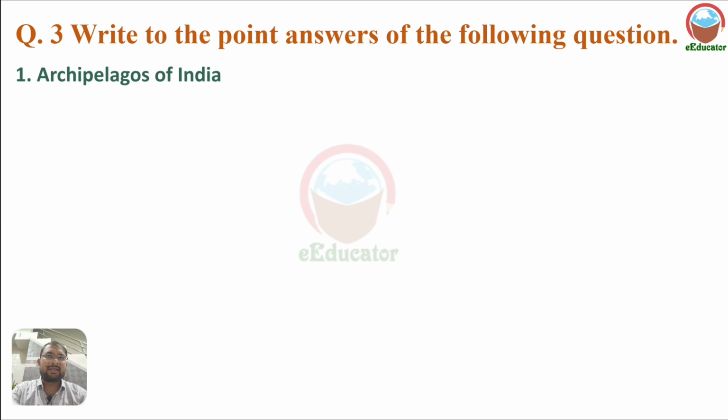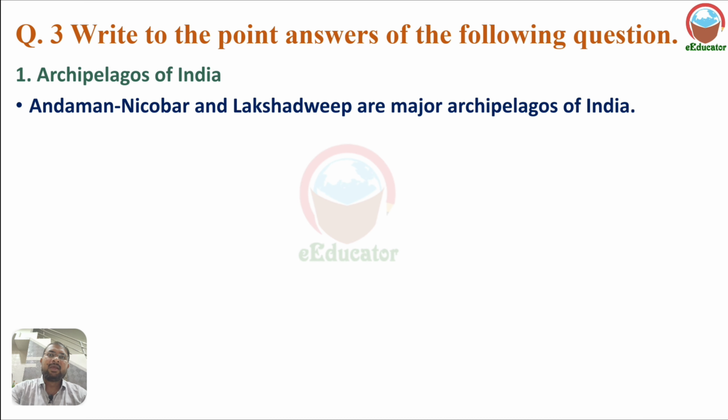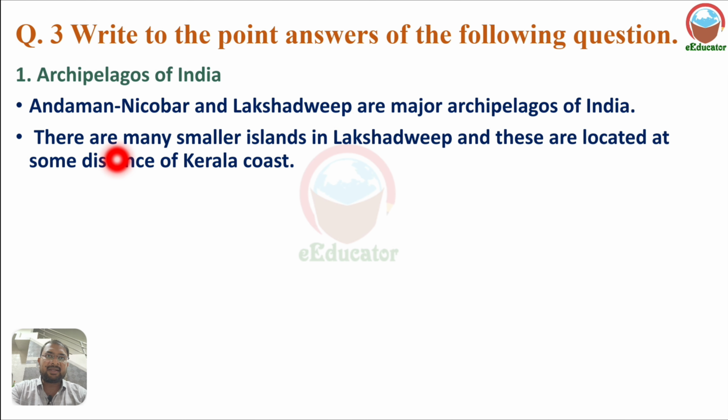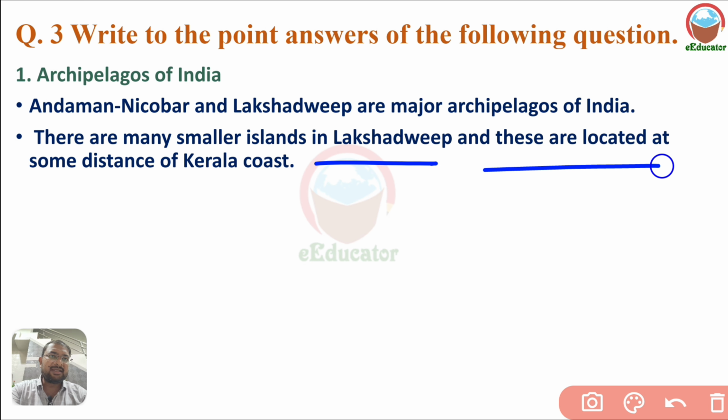Number three, write to-the-point answers to the following questions, where we need to write the detailed answer. Archipelagos, the group of islands. A group of islands is known as an archipelago. Andaman and Nicobar and Lakshadweep are the two major archipelagos of India. There are many smaller islands in Lakshadweep, located at some distance from the Kerala coast.